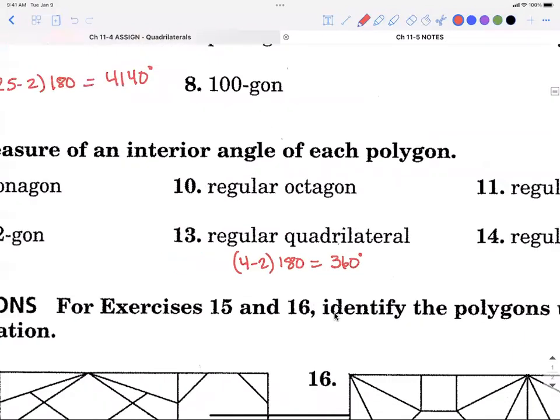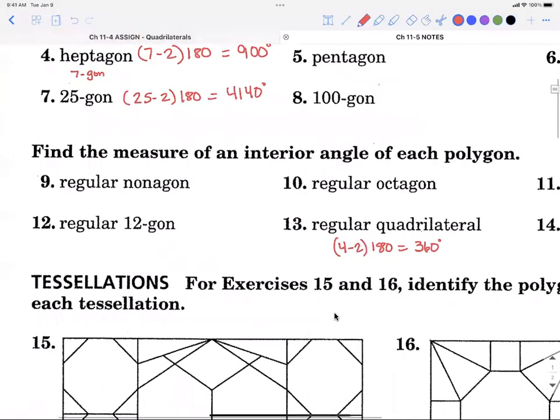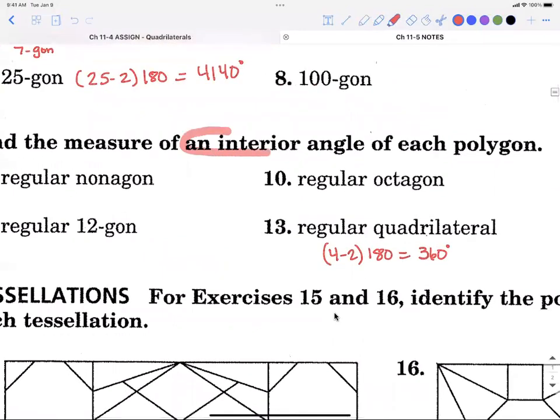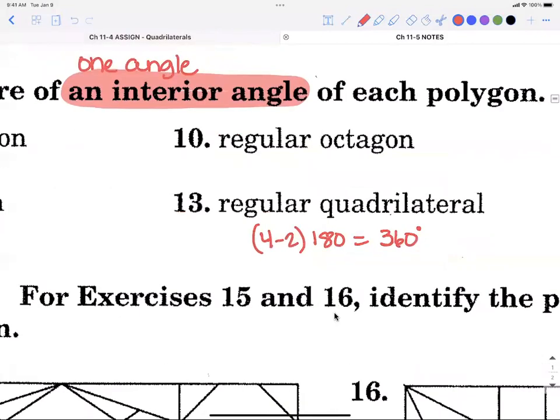But let's look at these directions a little bit. Notice it says, and this is what I want you to circle or highlight because it's different from what we just did, find the measurement of an angle, which means what? 1. So above the word an angle, it's 1 angle. So if all the angles add up to 360, how would we know what 1 angle equals? Could we divide it by the number of angles? Yeah. And that's where regular is important. If it's regular, they're all the same.